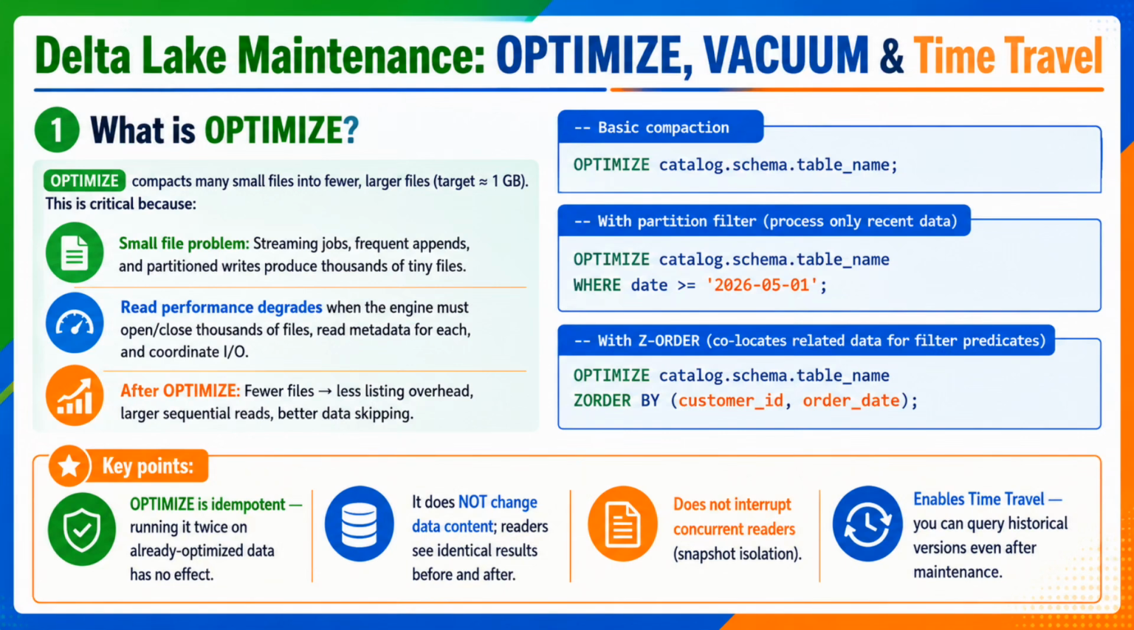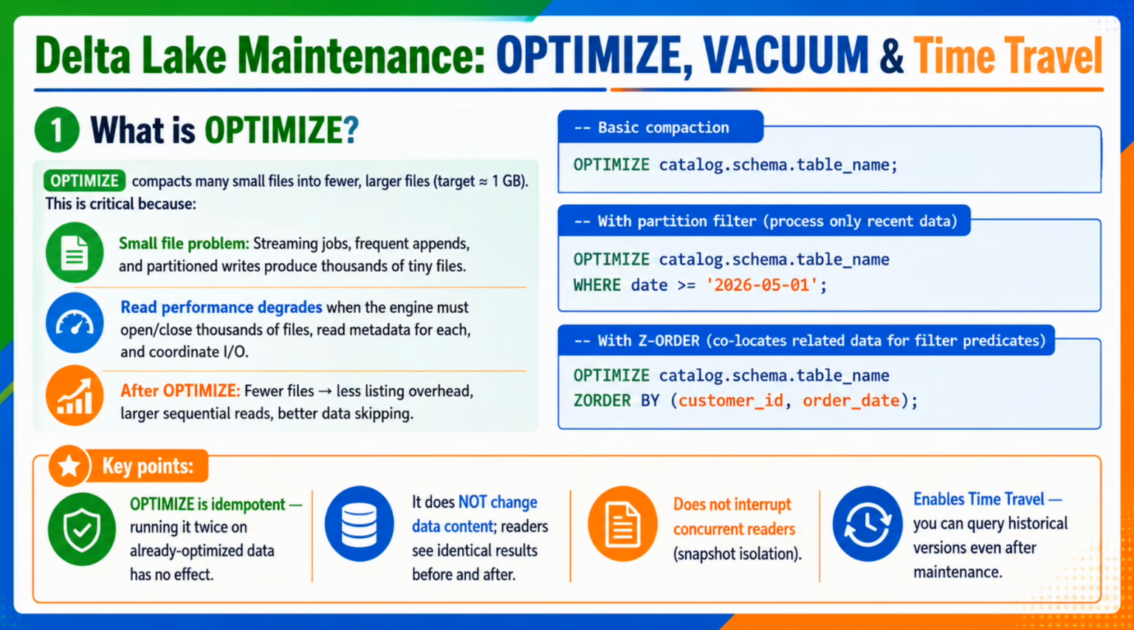Next, let's talk about an important feature of Optimize, Z-order. Z-order helps co-locate related data so that queries using specific filter columns can benefit from better data skipping. For example, optimize catalog.schema.tablename Z-order by customer ID, order date. In this example, we are using customer ID and order date for Z-order. If our queries frequently filter on these columns, Z-order can help improve query performance by organizing related data more effectively.